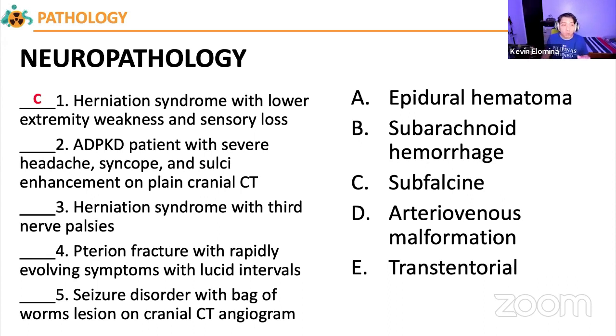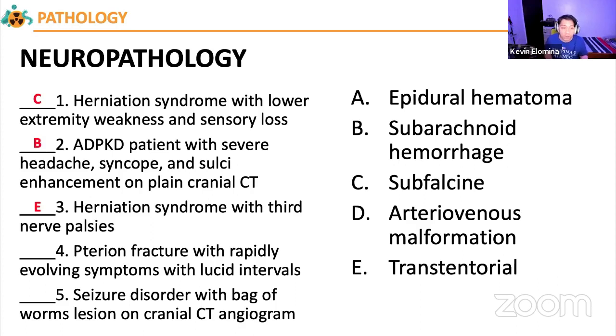Now, if you have autosomal dominant PKD patient, no, may polycystic kidney ka, remember binanggit ko na ano yung kailangan yung tandaan in your ADPKD? It's your berry aneurysms, no? So, kung may berry aneurysms ka, anong klaseng hemorrhage? That is your subarachnoid hemorrhage. Okay? Now, herniation syndrome with your third nerve palsy, saan ba siya dumadaan? Malapit sa may tentorium, kaya it's transtentorial.